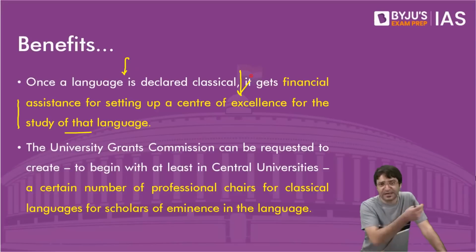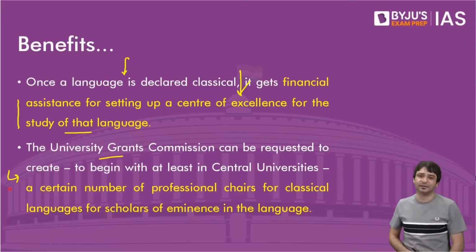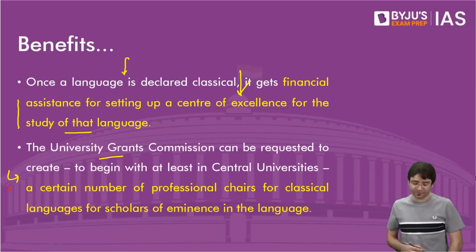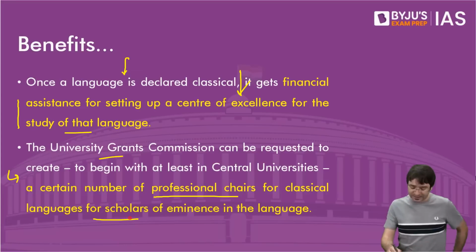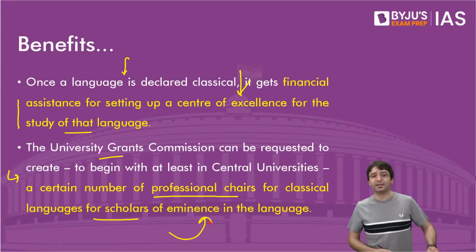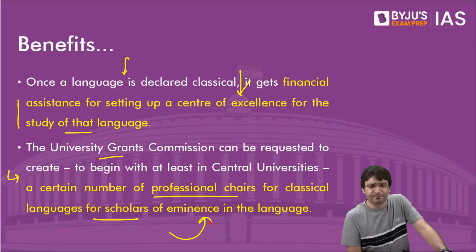Once a language is declared classical, the University Grants Commission can be requested to create, at least to start with in central universities, a number of professional chairs for classical languages for scholars of eminence in the language. What does that mean?